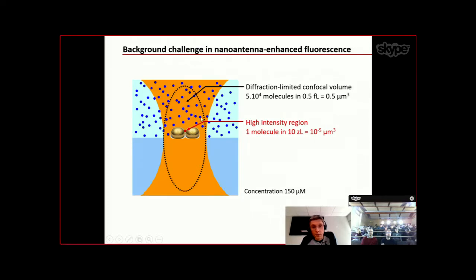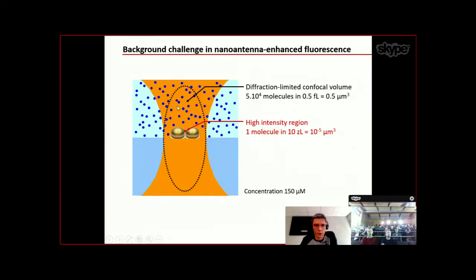But this signal I have to compare to all the other molecules. I have 50,000 other molecules that are not going to be enhanced. Their signal is going to be 1. But 50,000 molecules giving a signal of 1 gives me a total net signal of 50,000. And that I have to compare to the 1,000 I get from the hotspot. And as you can see here, this ratio is very detrimental. So we have to play tricks for that.